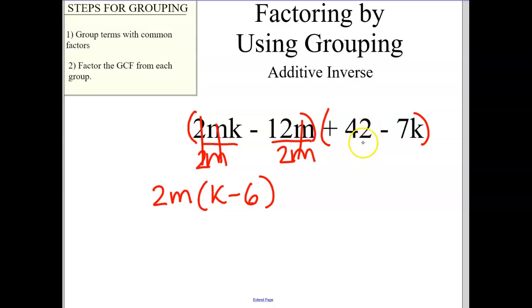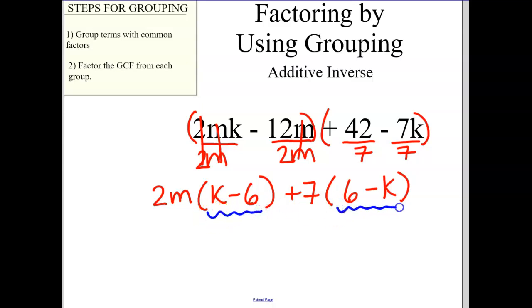Oh, great. All right. And then over here, let's see, the greatest common factor would be a 7, right? So then I'm taking out a positive 7. And I would get a 6 minus k. Oh, all right. Well, it kind of looks similar, but if you look at the k here, it's positive. If you look at the k here, it's negative. If you look at the 6 here, it's negative. If you look at the 6 here, it's positive.